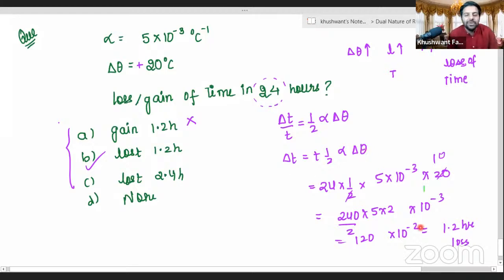How many of you are clear? Simple substitution case into the formula. Raise your hands if you all are clear. Ask me if there is any doubt that you all want to discuss.